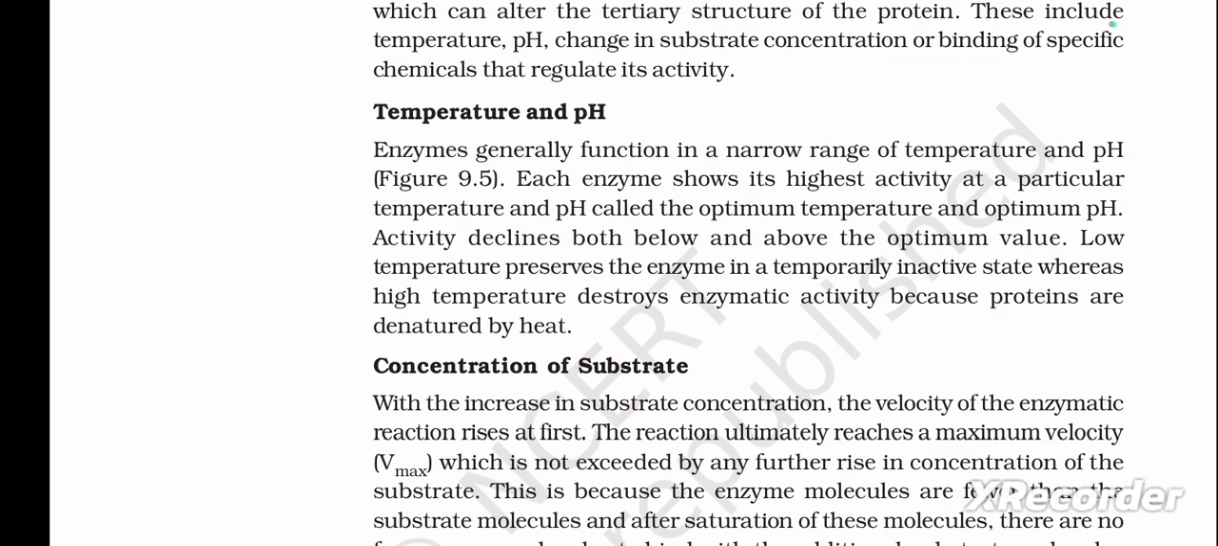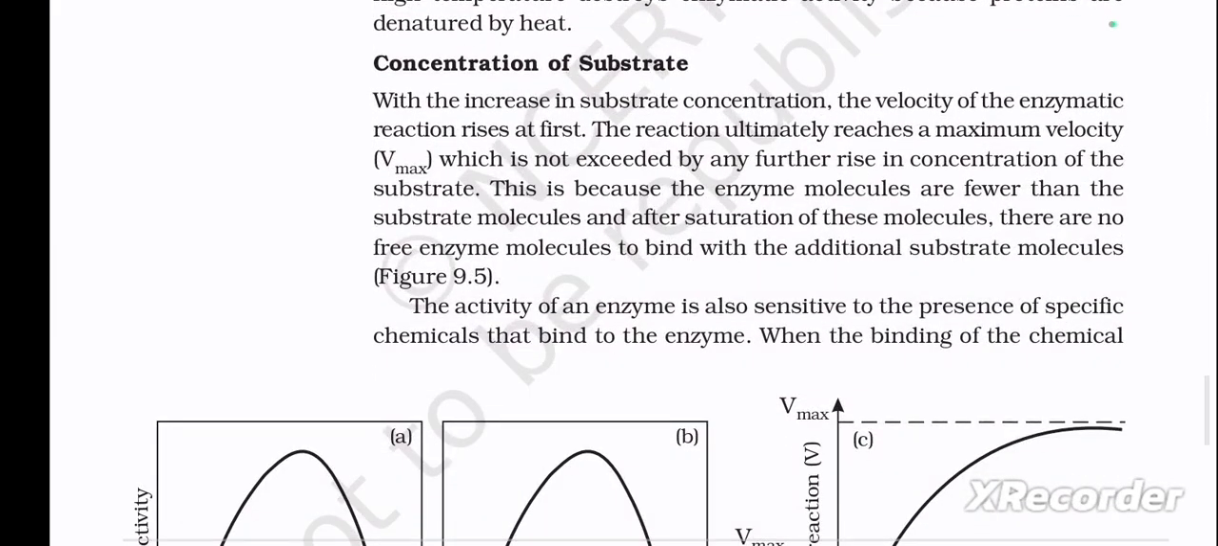Next, concentration of substrate. With the increase in substrate concentration, the velocity of the enzymatic reaction rises at first. The reaction ultimately reaches a maximum velocity, Vmax, which is not exceeded by any further rise in concentration of the substrate. This is because the enzyme molecules are fewer than the substrate molecules, and after saturation of these molecules, there are no free enzyme molecules to bind with the additional substrate molecules.